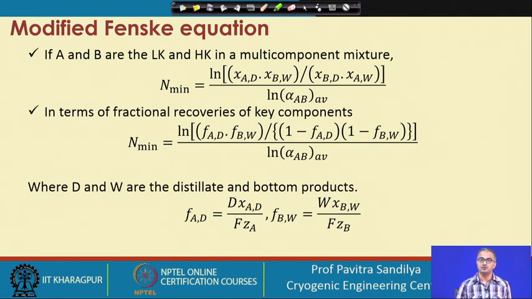Without going into the details of the derivation, let us see how the modifications have been done for the Fenske equation to find out the minimum number of ideal stages. So here we write the equation for the minimum number of stages. A and B are the LK and the HK. A is the LK and B is the HK. So this x is the mole fraction of the light key component in the distillate, and this is the mole fraction of the heavy key component in the bottoms.